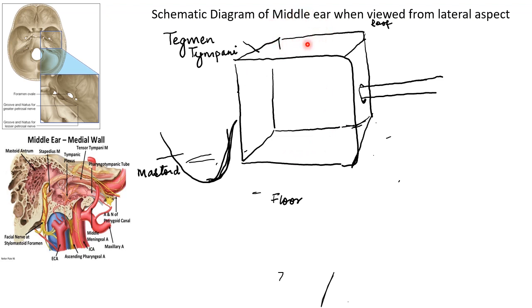So superior to the middle ear cavity, out here is the middle cranial fossa, with the meninges of the middle cranial fossa as well as the temporal lobe. Present in the roof are two canals which are running. One is present laterally and the other is present more medially. These are the hiatuses.